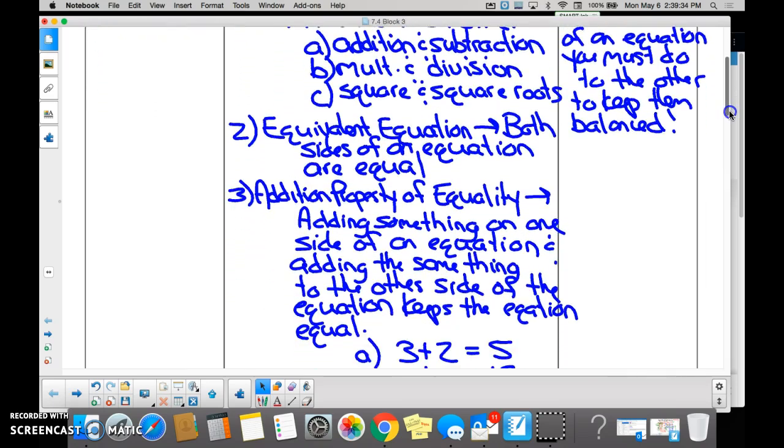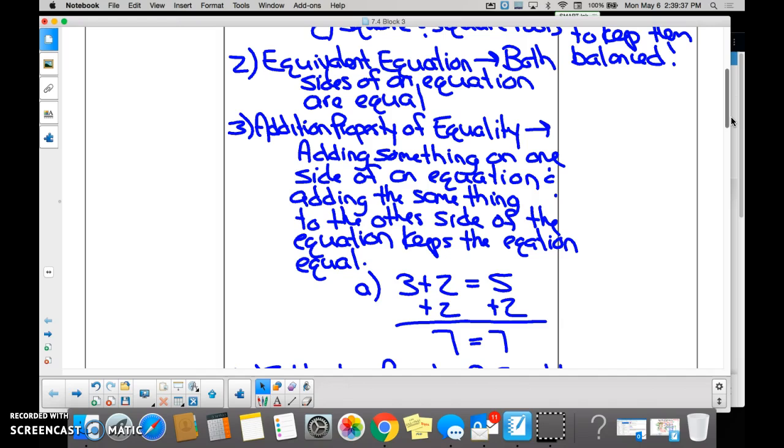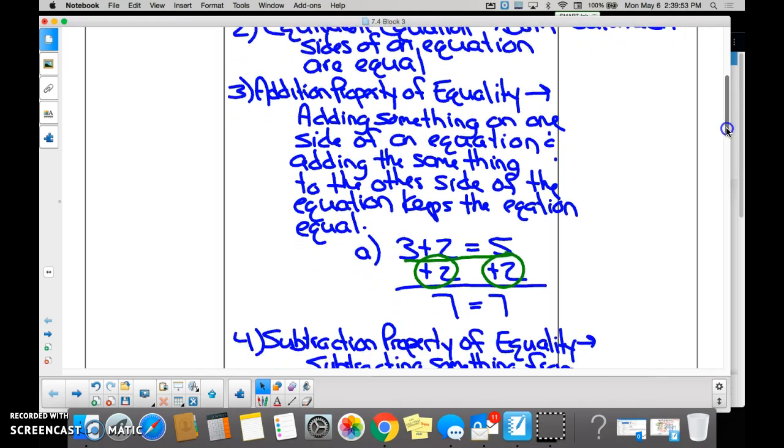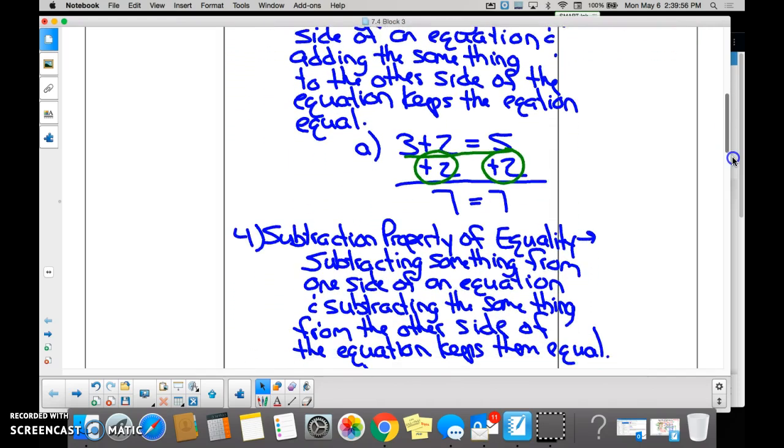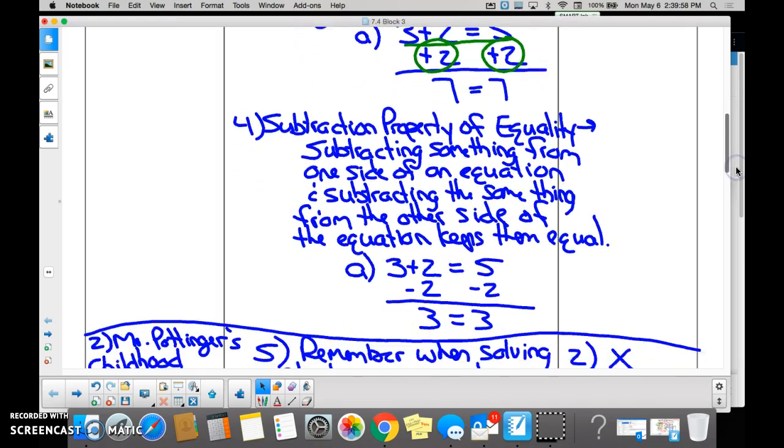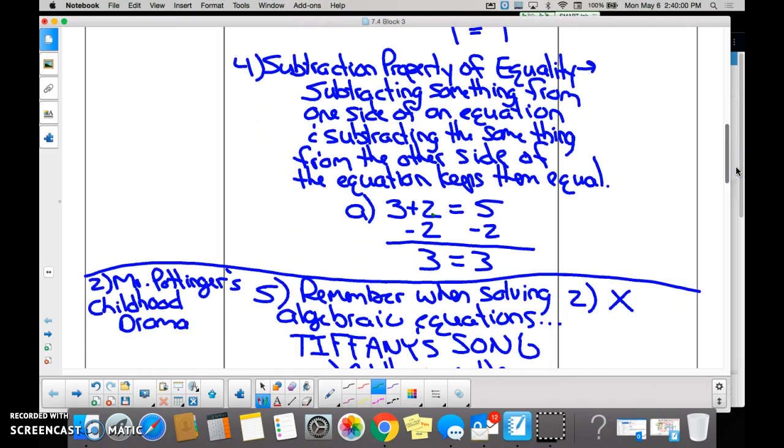The addition property of equality states if you add something to one side, you must add it to the other side. And this is our example. If we have 3 plus 2 equals 5, and we add 2 to this side, in order to keep these equations balanced, we have to add 2 to that side. And the subtraction property of equality is the exact same, except we're talking about subtracting, right? If you subtract something from one side of the equation, you must subtract the other side in order to keep them balanced. 3 and 3, right? All right.